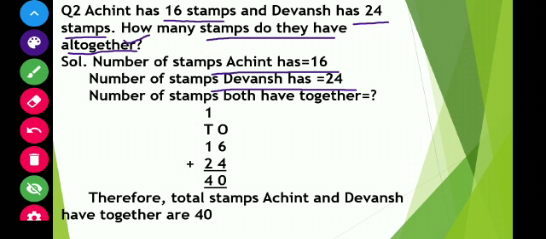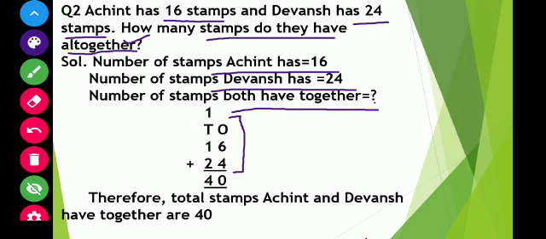Now, the number of stamps both have. You have to find how many stamps both Achint and Devansh are having. As we already understand that the word "all together" means we have to add, after writing the information in statement form, we will again arrange the two numbers in a column: 16 plus 24.